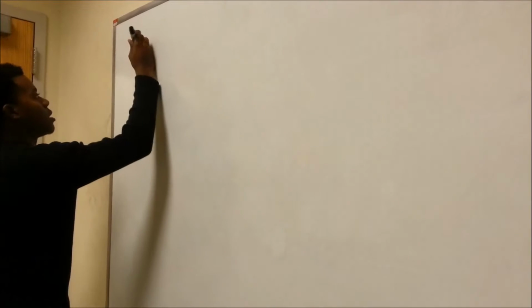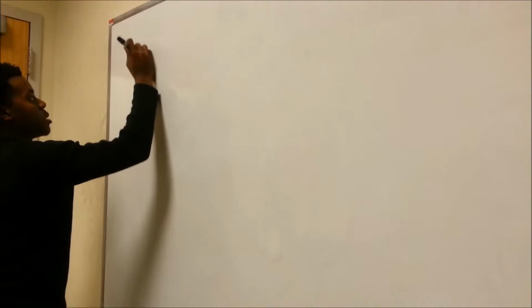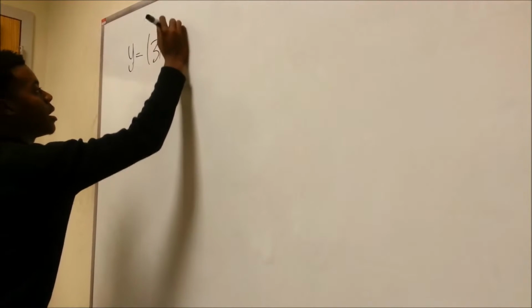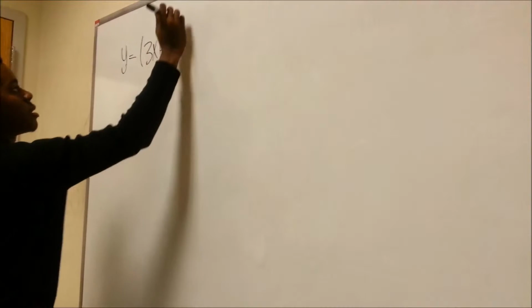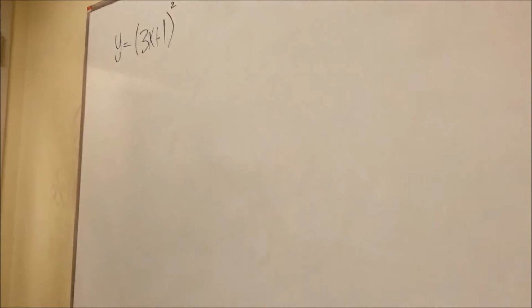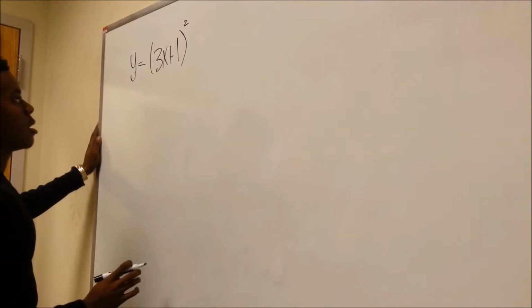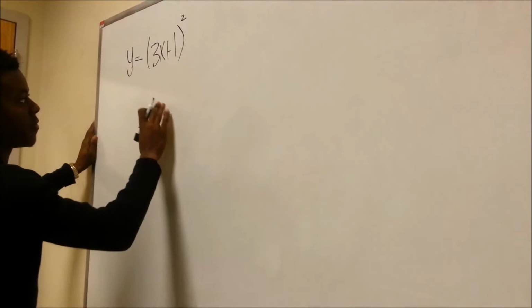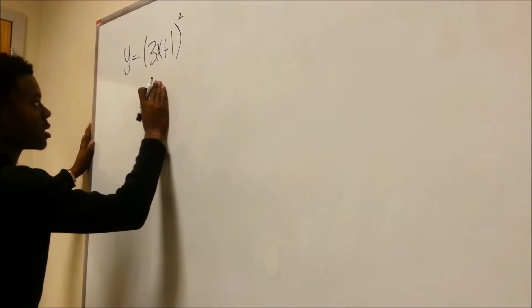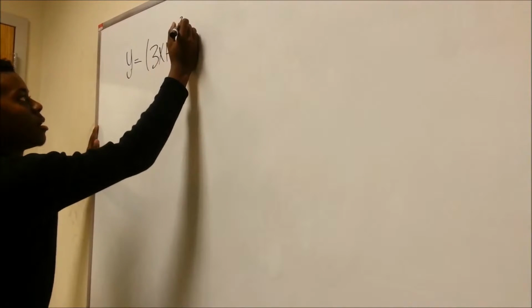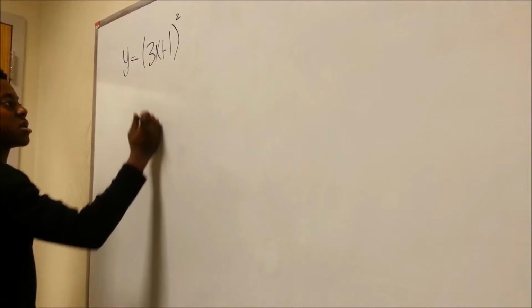For our first example, we're going to differentiate the equation y equals (3x plus 1) squared. Using the chain rule, we're going to multiply the derivative of the outside times the inside. Either way, it doesn't really matter. We're going to take the outside first in this case.